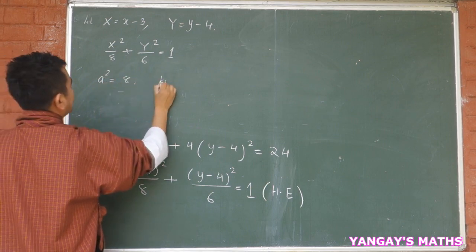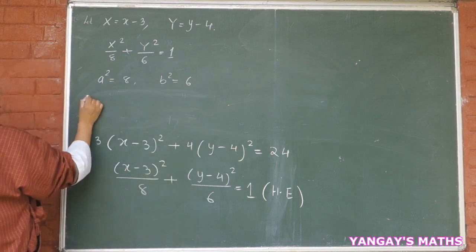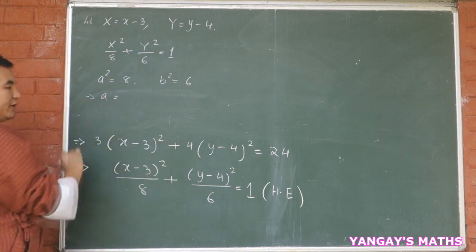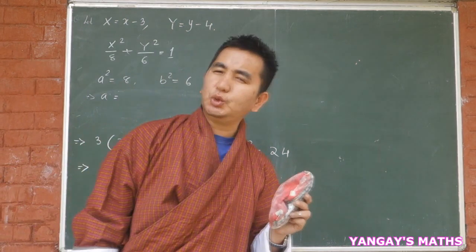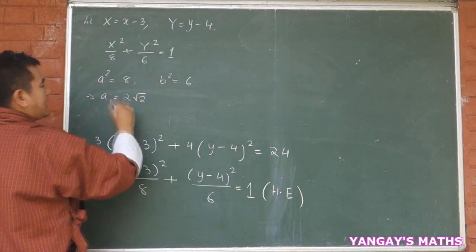B square value is equal to 6. And what's the A value? A is equal to square root of 8. Square root of 8 is 4 times 2, so 2 root 2. Yes or no? So we have 2 root 2. That is the A value.